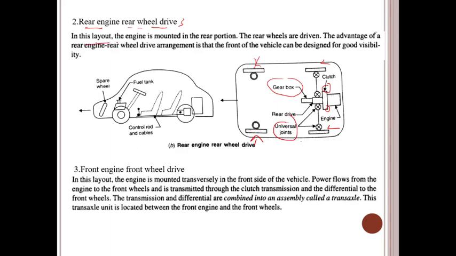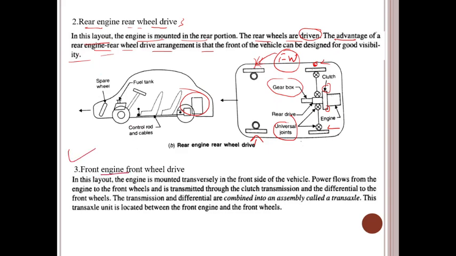So in this layout, the engine is mounted on the rear portion, at the back of the vehicle. The rear wheels are driven. It means the main power supply goes to the back side, and this back side supplies power to the front wheels. So the advantage of the rear engine arrangement is that the front of the vehicle can be designed for good visibility. This is the advantage you should know.